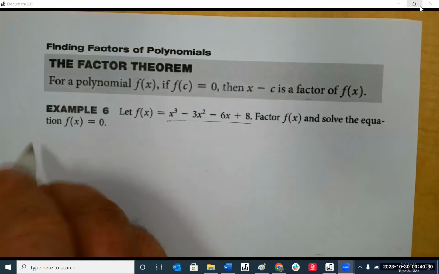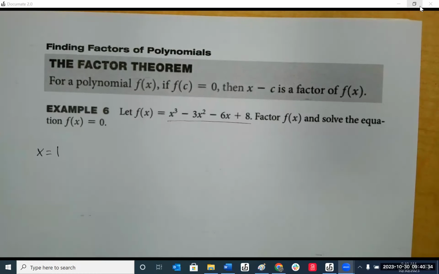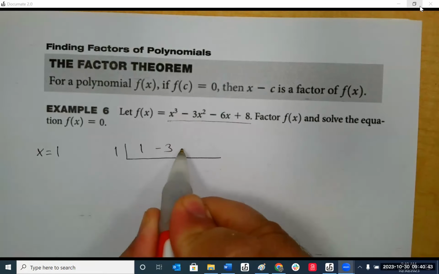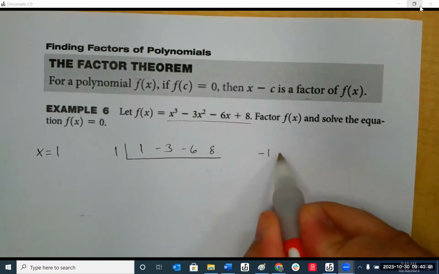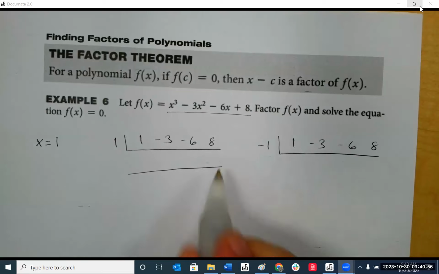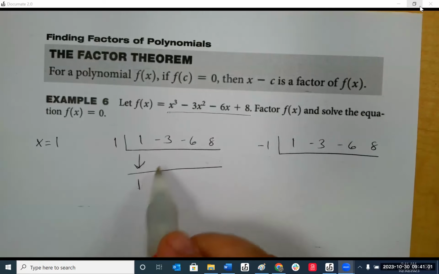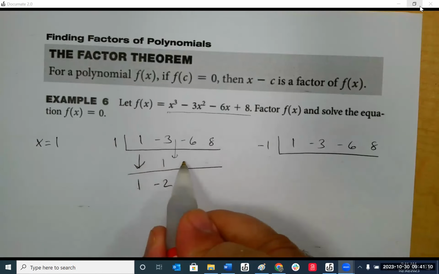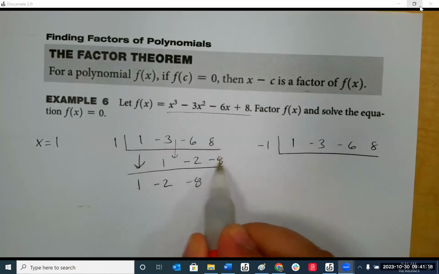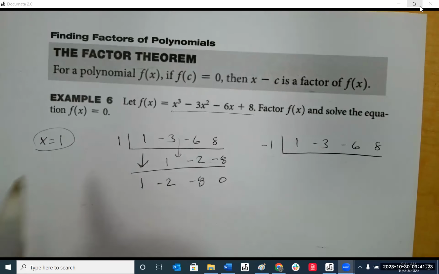So where do we begin? Let's begin with 1. See if that's a factor. See if that's a 0. So 1, -3, -6, -8. If that doesn't work, we'll try -1. Let's try the first one. 1 times 1 is 1. 1 minus 3 is -2. 1 times -2 is -2. -6 minus 2 is -8. 1 times -8 is -8, is 0. So there's one of your zeros. That's one of your zeros because it made it equal to 0.